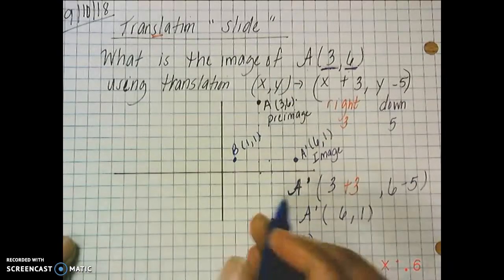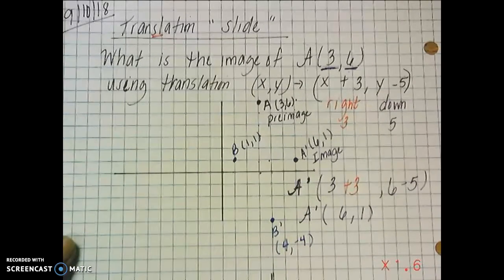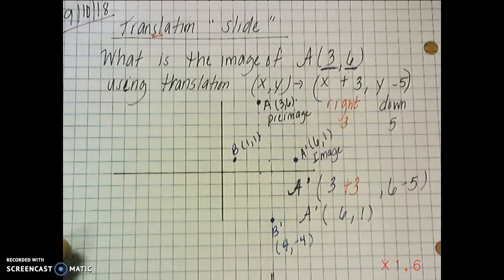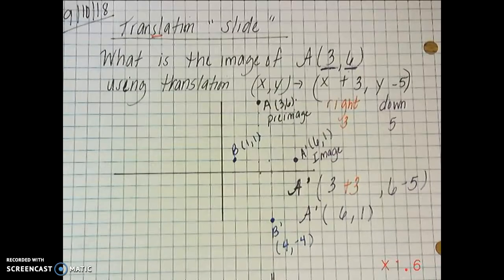Okay, that's where B prime would have to be. Now, if I wanted to do this as if I didn't have a graph, then I would have to solve it similar to what we just did here with A and A prime. So take a second and do that.